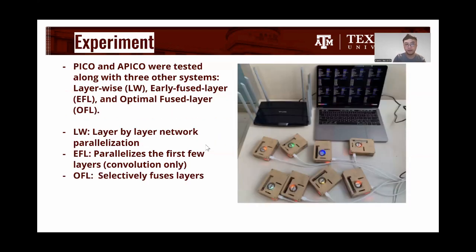In our experiment, PICO and APICO were tested along with three other systems. They are layer-wise, early fuse layer, and optimal fuse layer. And then you have some abbreviations. For LW, there's layer-by-layer network parallelization. EFL parallelizes the first few layers, convolution layers only though. And then there's OFL, which selectively fuses layers.